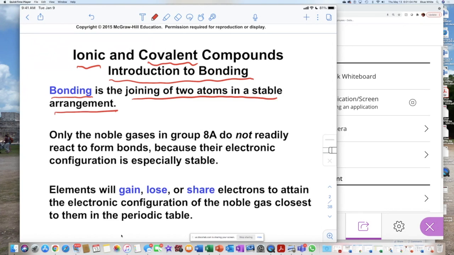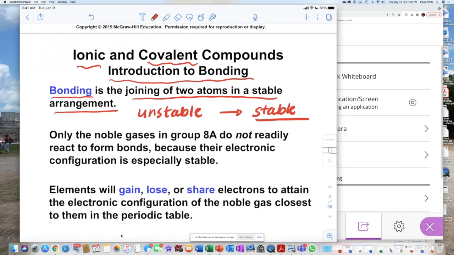This is a very generic definition, right? But when we're looking at bonding, we're starting from that point of view, a very generic position, which is you have to have a minimum of two atoms and they are joining in such a way that they're forming a stable arrangement. So they go from being unstable before they bond to being stable when they bond. Okay, so the goal of bonding is stability.